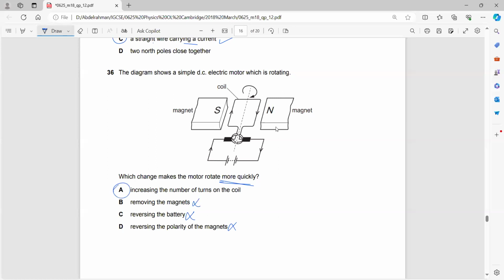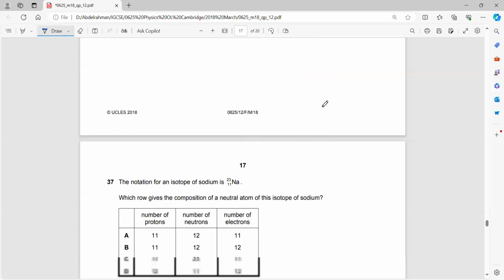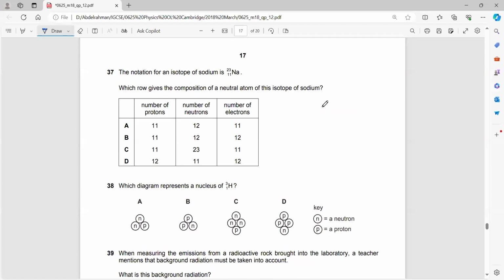The only right answer would be increasing the number of turns on the coil. Yes. You could increase the number of turns, you could increase the current, and you could increase the strength of the magnetic field.